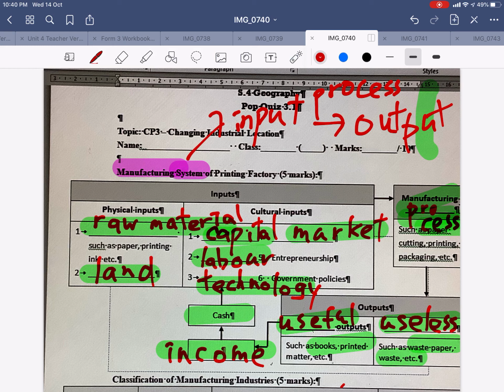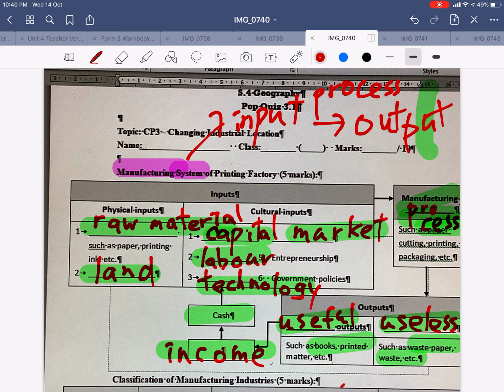How about the cultural input? Cultural input may include capital, labor, technology, market. Some of you are talking about historical factor, I think it's also okay. Agglomeration, those kinds of things are also okay. But if you want to make sure whether your answer is right or wrong, maybe you can approach your geography teacher to see whether you are making a right answer, and if you are really wrong, then you can know what's going on.